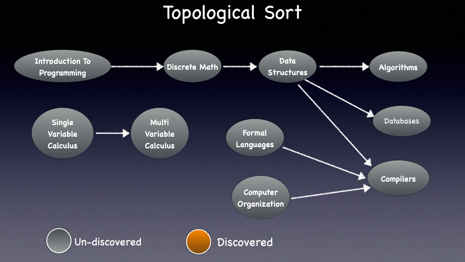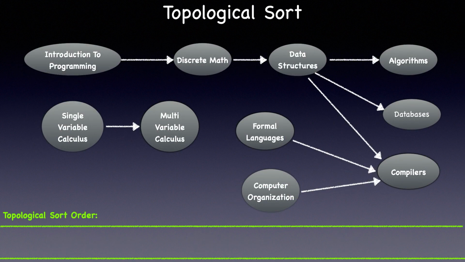And once we have examined all paths originating from that node, we can say the node has been explored and the color changes to green. At this point, we can add it to the list in which we are tracking the order. We can start at any arbitrary node that is undiscovered or colored gray. So let's start with formal languages.